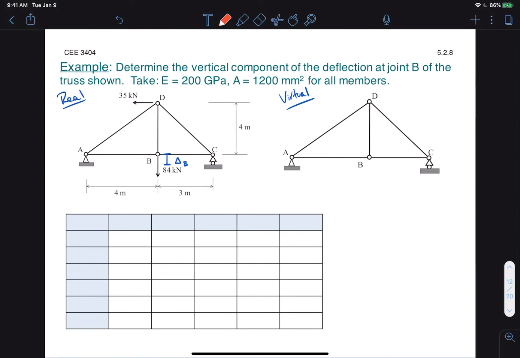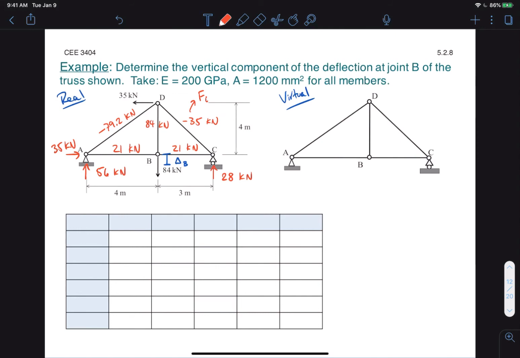And so we would solve first for the reactions, and we would get the following. Then we would solve for each of the member forces. Notice that it's important to keep the signs here, okay, because the signs will be important in the overall sum. And these member forces in the real system, these will be our F sub i's, okay?